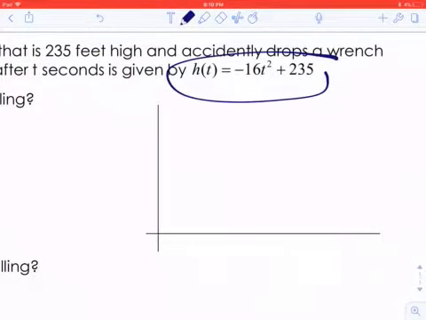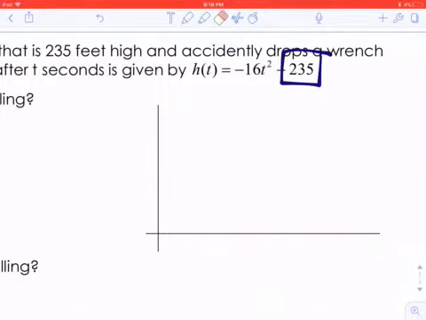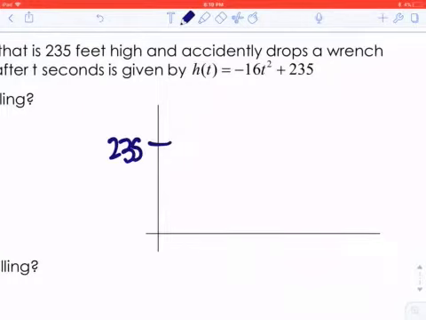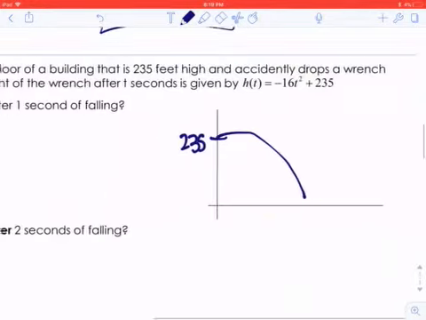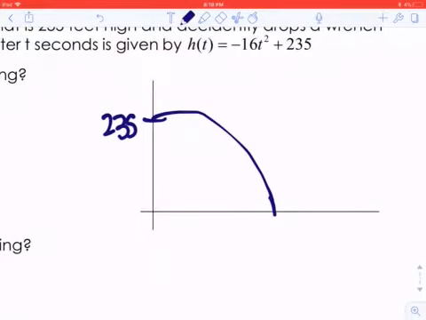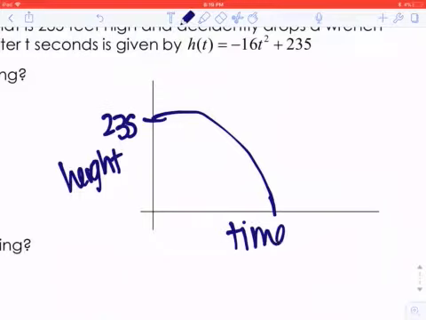All right, now this time, do we have a y-intercept? Yes, 235, and we see that here in the equation. That's our y-intercept. We also see it in the problem. It says he starts at 235 feet. So 235, he kind of throws it, well, drops it, whatever. Right? If we were to label this, this would be our height. This would be our time.